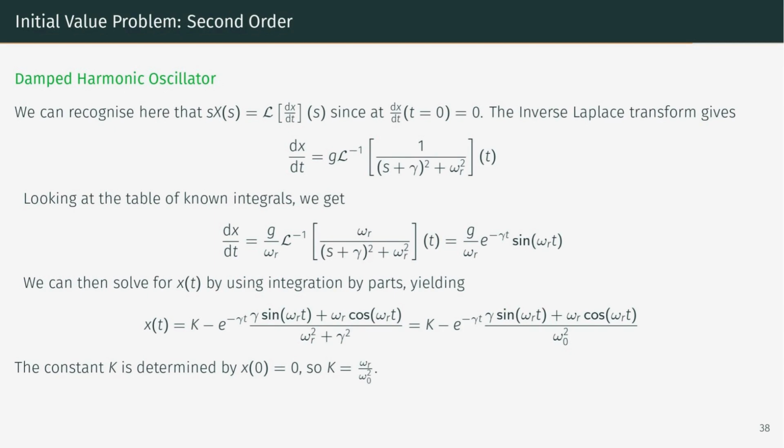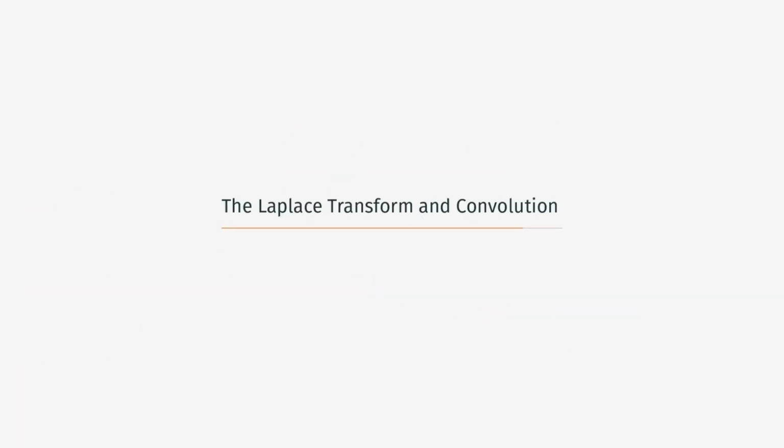The constant k here is determined by x of 0 equals 0, and so k equals omega r over omega naught squared. This then leads us to the Laplace transformation and the property of convolution.